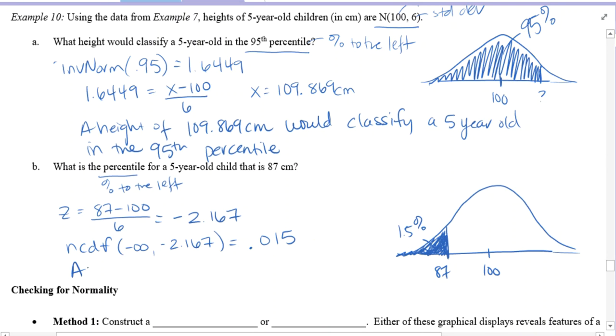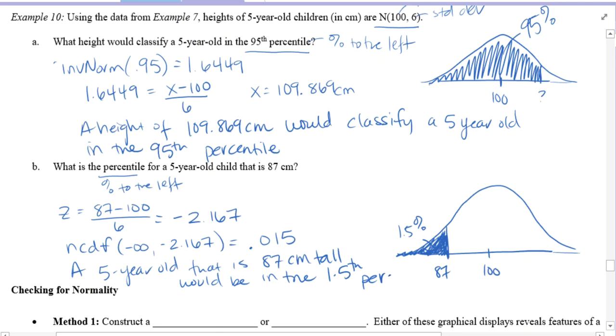Okay, so a 5-year-old that is 87 centimeters tall would be in the 1.5th percentile. Okay.